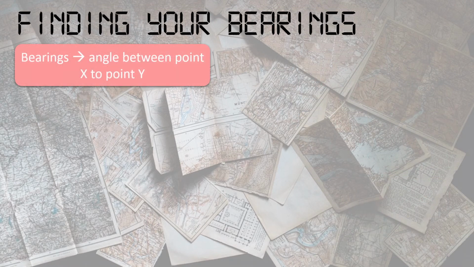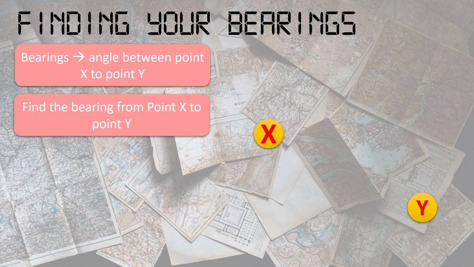So next, it is about finding your compass bearings. So compass bearings is basically the angle between 2 points, which, for example, point A and point B. For this question, you will need your protractor. So please make sure that you have your protractor before you sit for your exam. Alright, so imagine that the question is asking you this. Find the bearing from point X to point Y. So look at the question carefully.